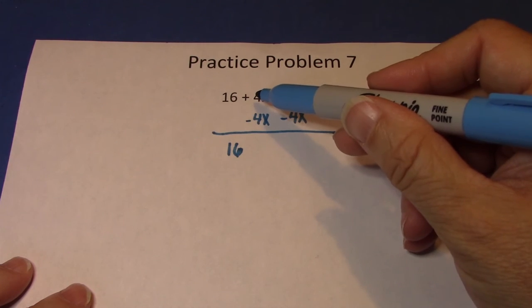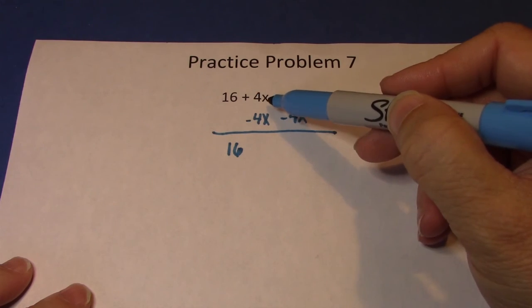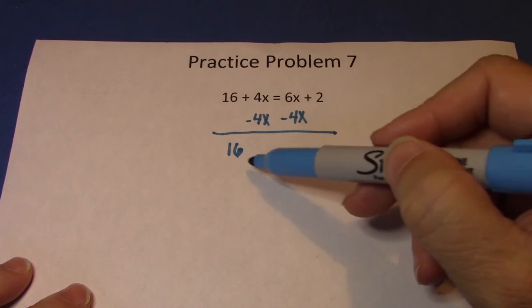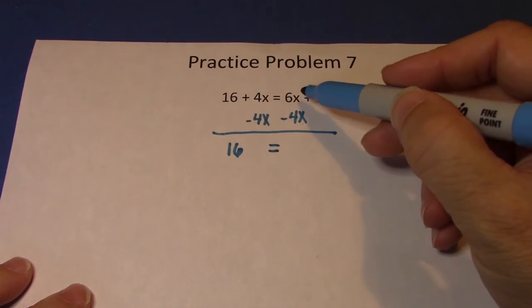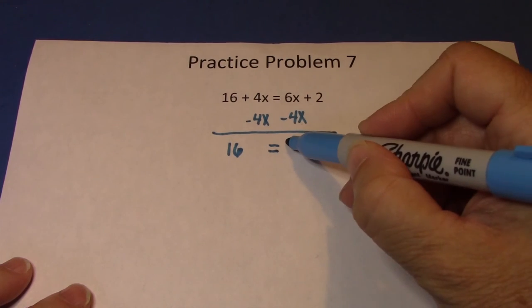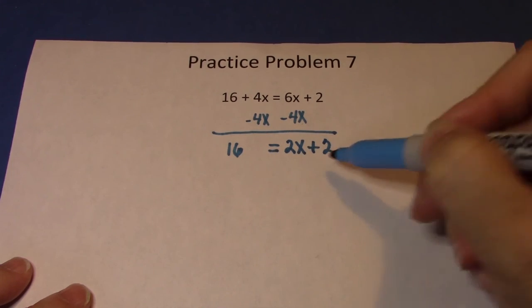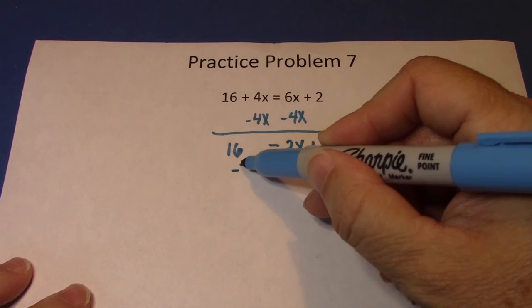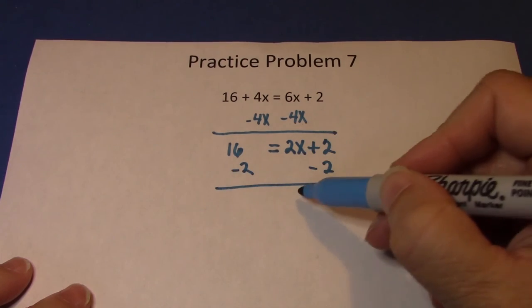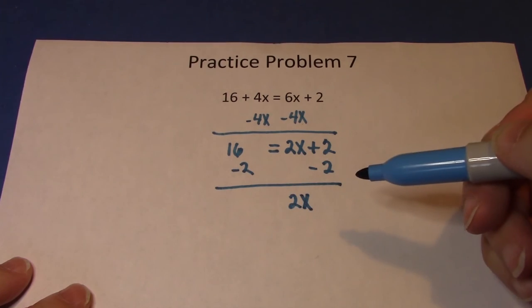That leaves me with 16 on this side. 16 plus 4x minus 4x, so that cancels out. We have 16 here. Now 6x's minus 4x's is 2x's, and we still have the plus 2 going on. So let's subtract the 2. That lets that cancel out on this side. We have 2x left.